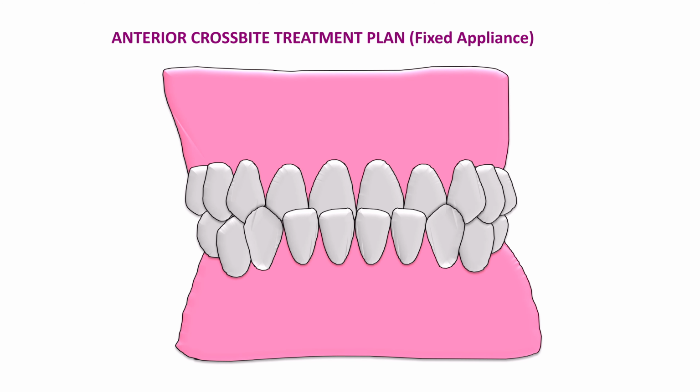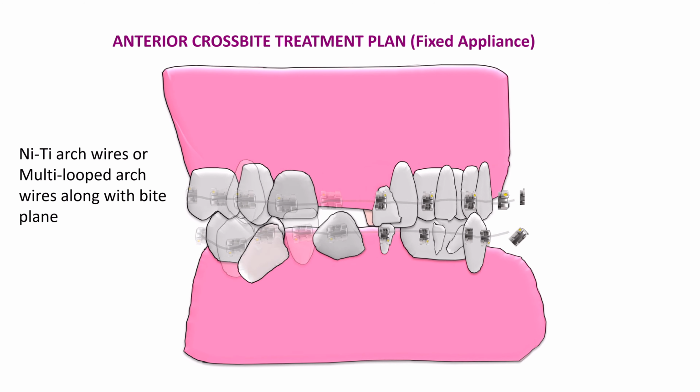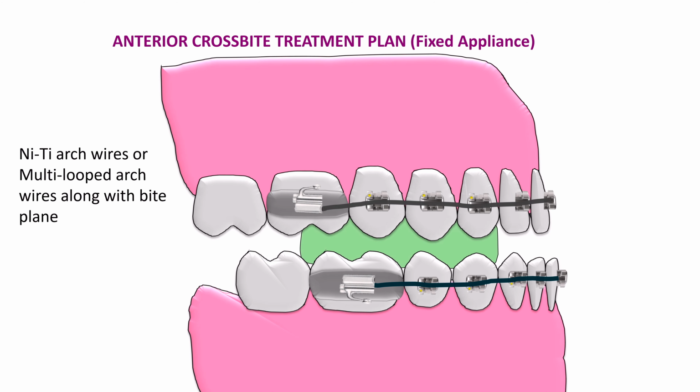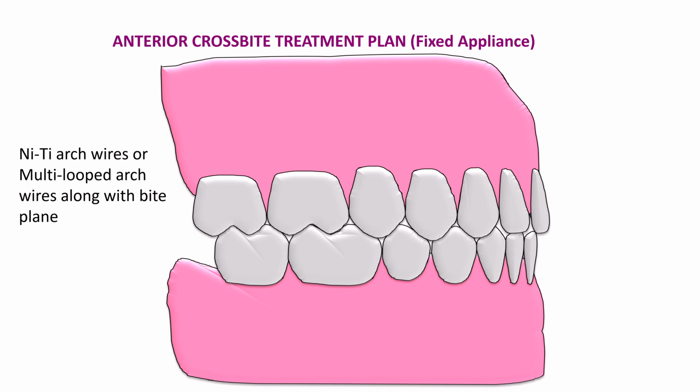Fixed appliance is used when there is crossbite involving more than one teeth and in case where crowding and rotation needs to be corrected. Nitinol wires or multi-loop arch wires can be used along with bite plane. As we know that lower anteriors prevent forward movement of upper anteriors, so lower posterior bite plane is placed. It keeps bite open. It causes forward movement of maxillary anteriors, and due to nitinol arch wires, it causes correction of crowding and rotation.